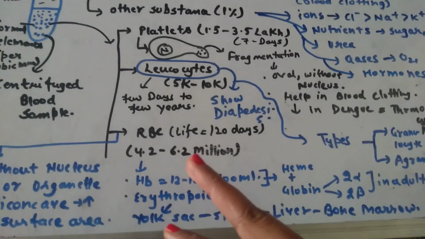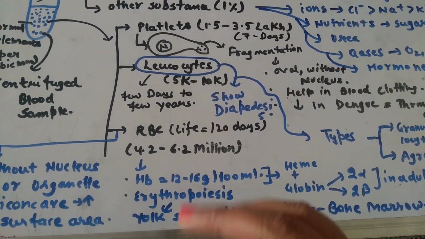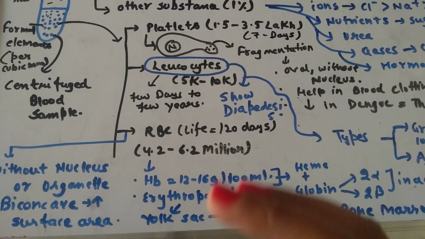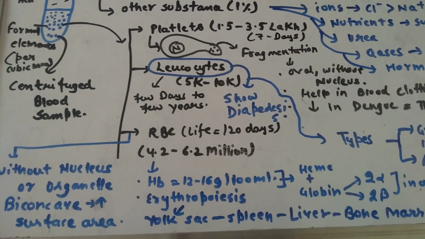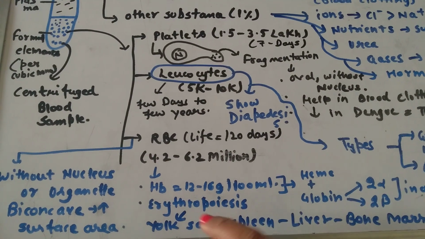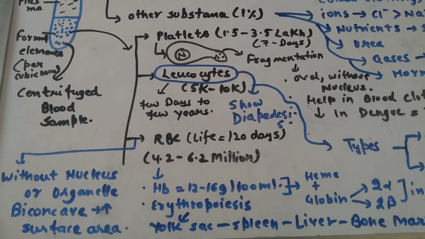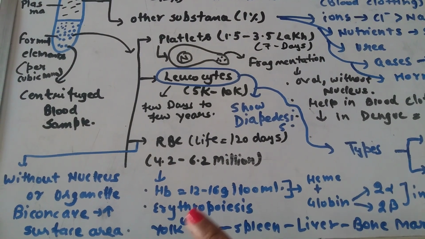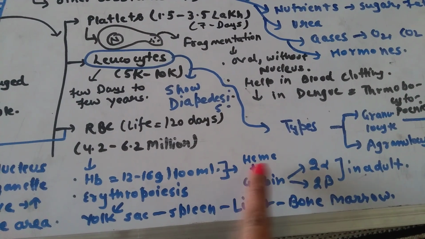Now talking about the RBC. The lifespan of RBC is 120 days, and the amount of RBC present in blood is approximately 4.2 to 6 million. It can vary between female and male. The main component of RBC is hemoglobin, which helps in the exchange of gases. It is present at 12 to 16 grams per 100 ml. Hemoglobin is basically formed of two components, that is heme and globin.